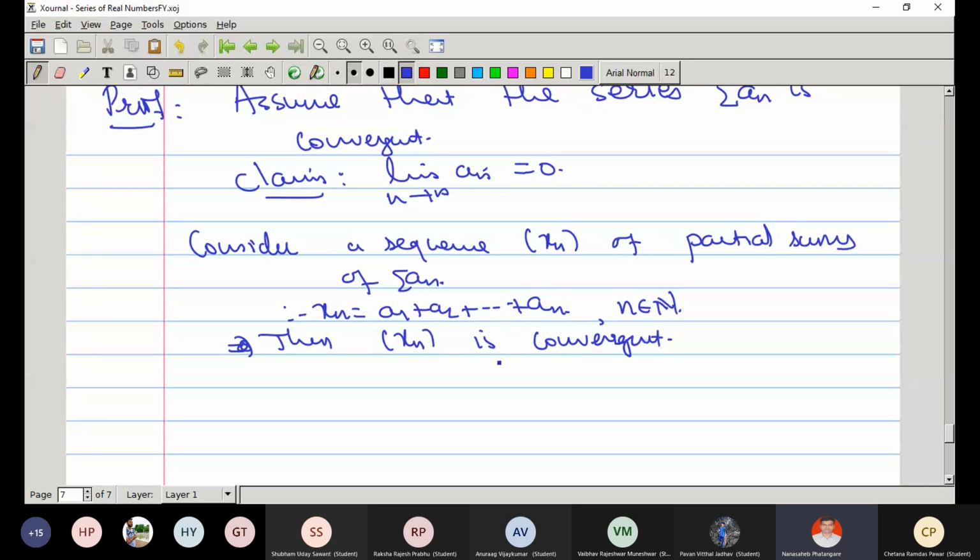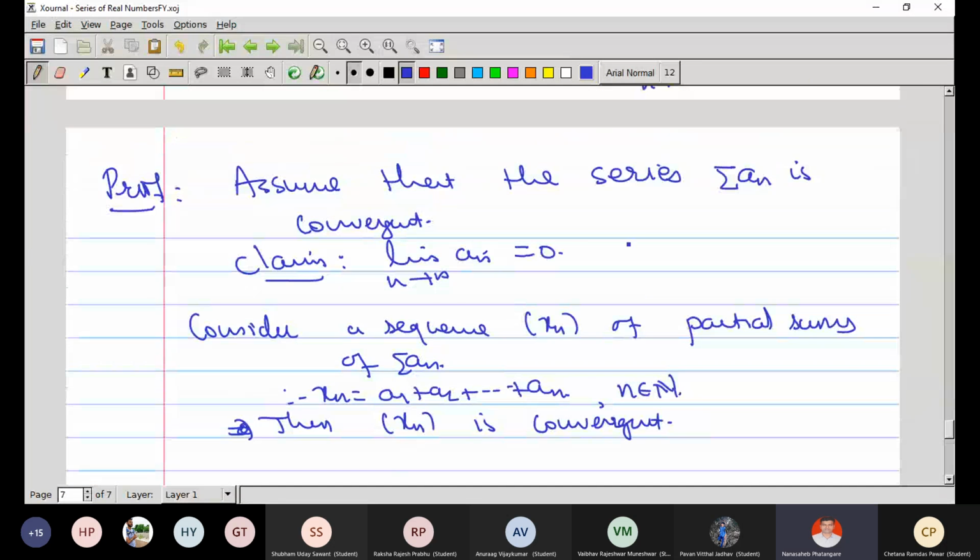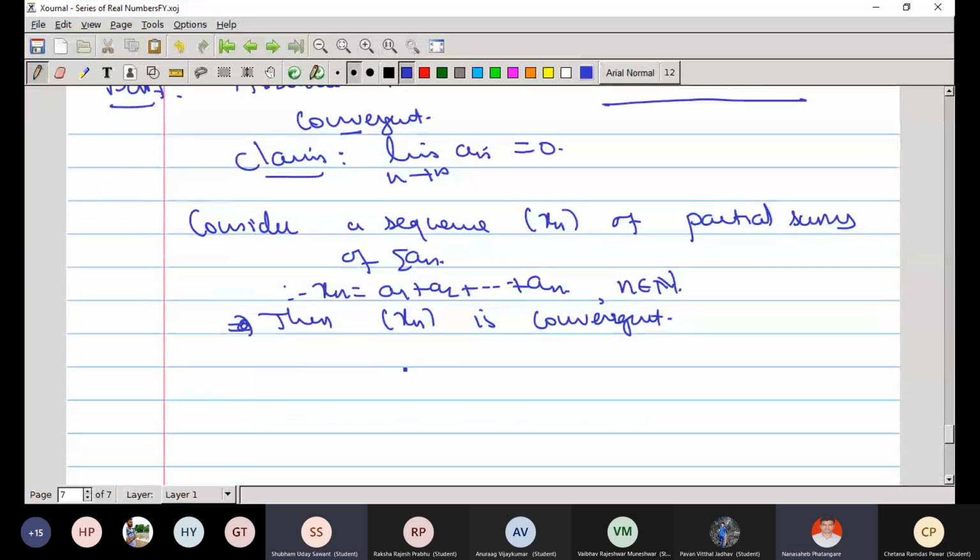Can we say that xn is convergent? Yes. Sequence xn is convergent or not? Our assumption is that the series is convergent. This we are assuming. Therefore, can we say that the sequence of partial sums is convergent? Yes, sir. Right. So let x be equal to the limit of the sequence of partial sums.